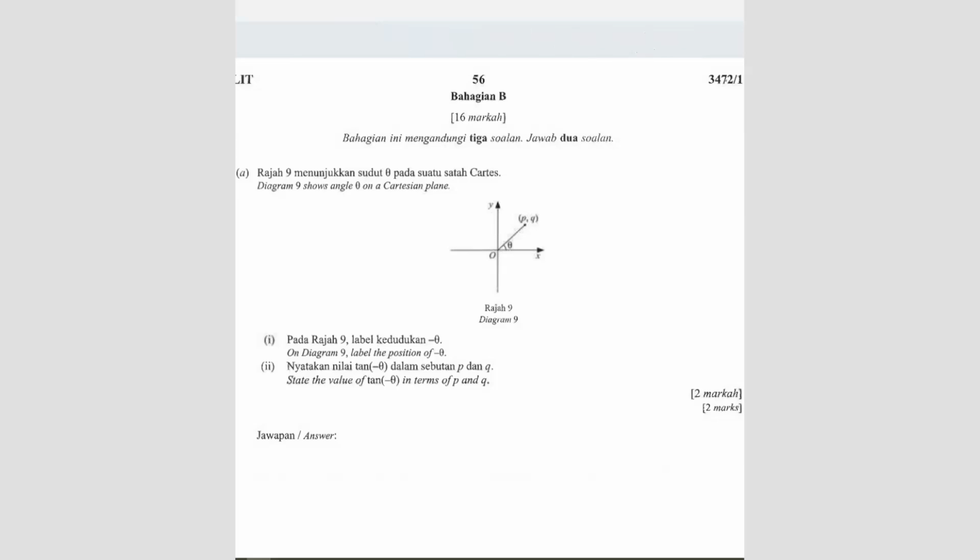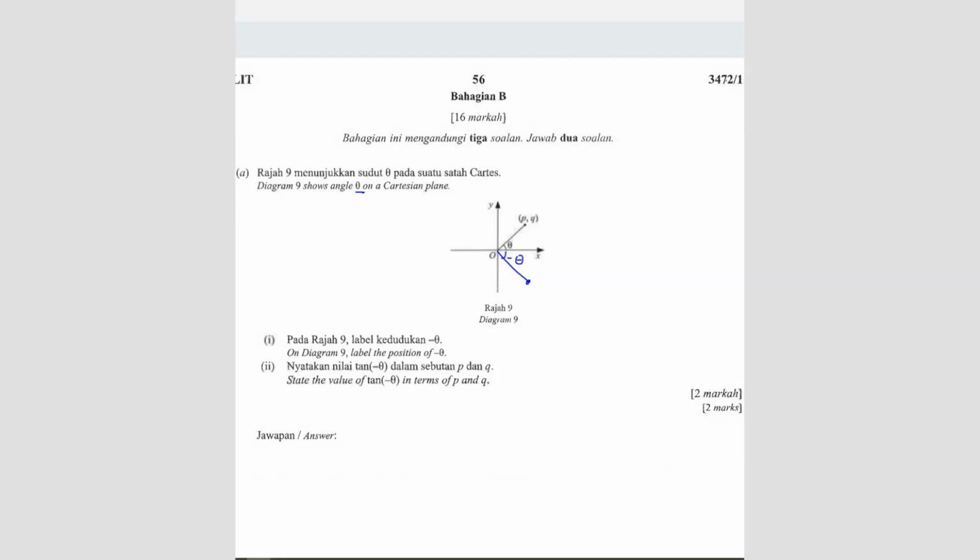Question number 13. Diagram 9 shows angle theta on a Cartesian plane. On diagram 9, label the position negative theta. Negative theta means you're moving in the opposite direction. Usually when you count angle, you're always moving counterclockwise, but since you want negative theta, it has to be clockwise. So since theta is here, negative theta is going to be here.